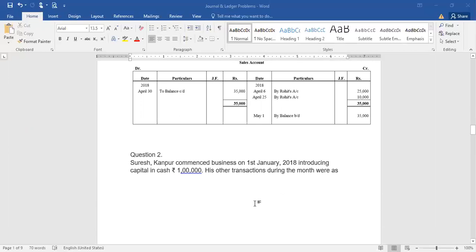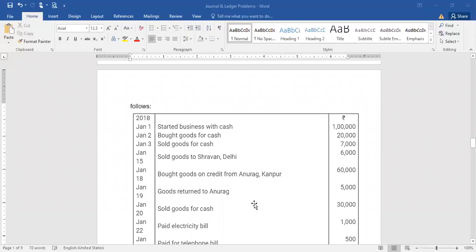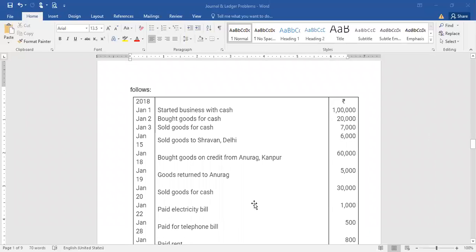Here the question is, Suresh, a Kanpur, commenced the business on the 1st January 2018, introducing capital in cash rupees 1 lakh. His other transactions during the month were as follows. That is, on January 1st, started business with cash. So business is receiving cash. That is, the proprietor is giving the cash. So cash is coming into the business.